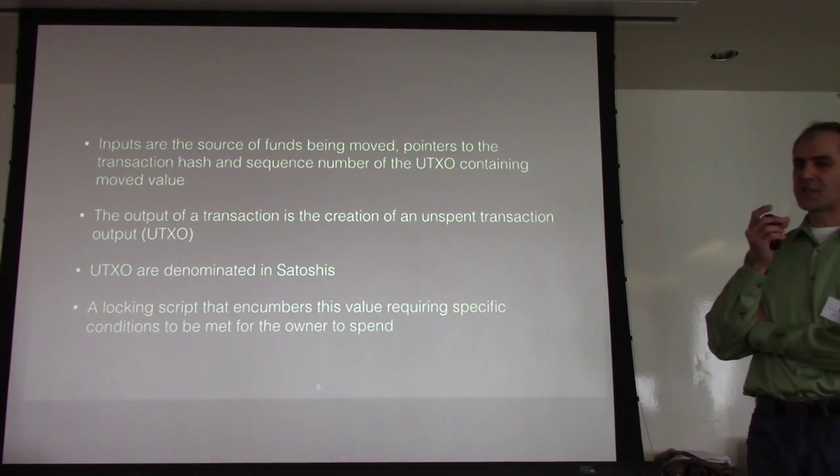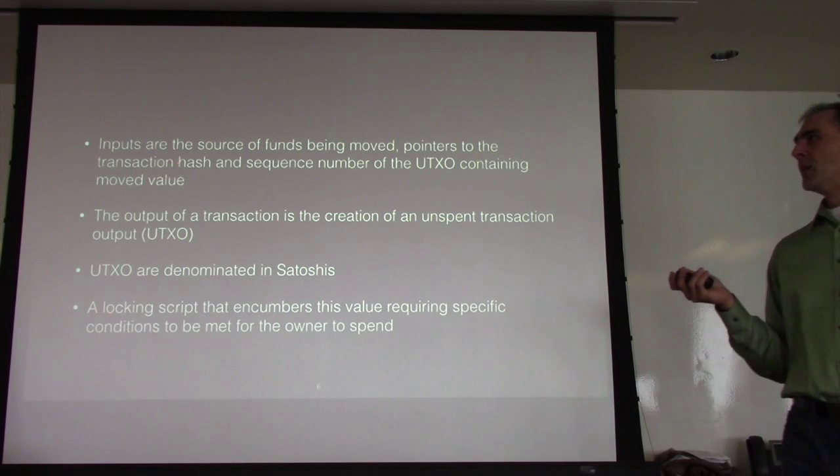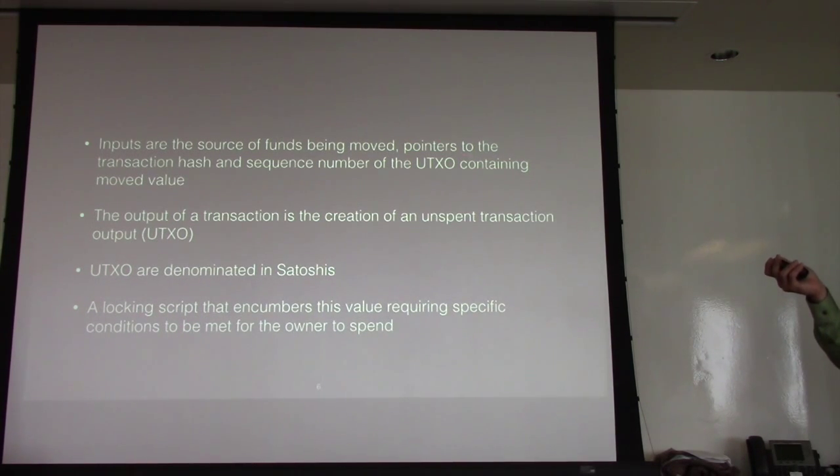So a transaction can really be thought about as inputs and outputs, encumbrances and payments, or however you want to think about it. It's as you would expect, ins and outs. So inputs are the source of funds being moved. This is the Bitcoin that you control, the value. And you're going to use pointers to transaction hashes, sequence numbers of these unspent transaction outputs.